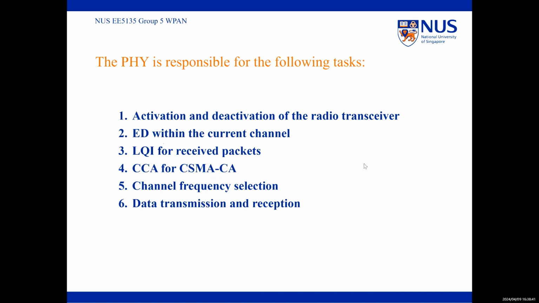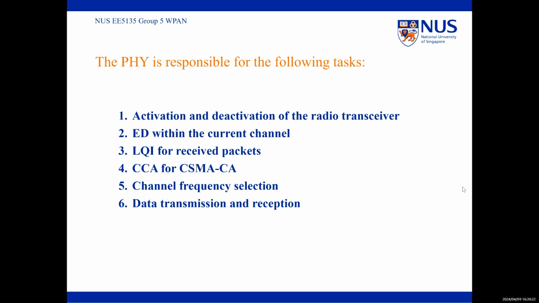From the standard, we know that the physical layer is usually responsible for the following tasks. The first one is that the physical layer oversees the activation and deactivation of the radio transceivers, enabling the ZigBee device to participate in network communication. The second one is energy detection. It performs the energy detection within the current channel, assessing the channel quality and aiding in the selection of the most suitable channel for communication.